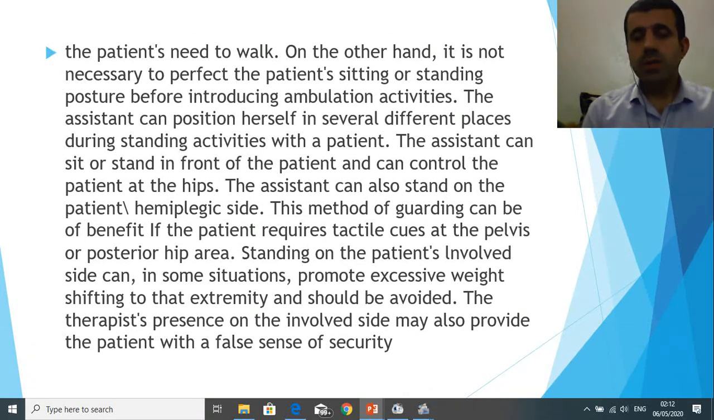So the therapist's presence on the involved side may also provide the patient with a false sense of security.